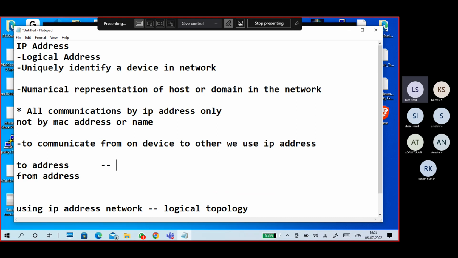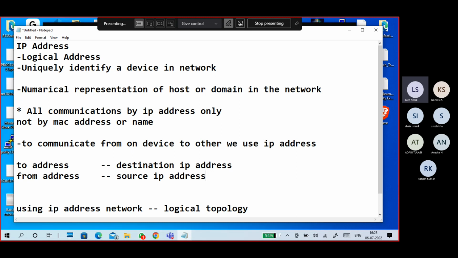The "to" address is the destination IP address we use here. The "from" address is my address, since I'm sending to someone; that is the source IP address. This is a small part about IP addresses, guys. It's a logical address. It uniquely identifies a device in the network. In the network you have computers and you want to identify that device to communicate, so we use an IP address.